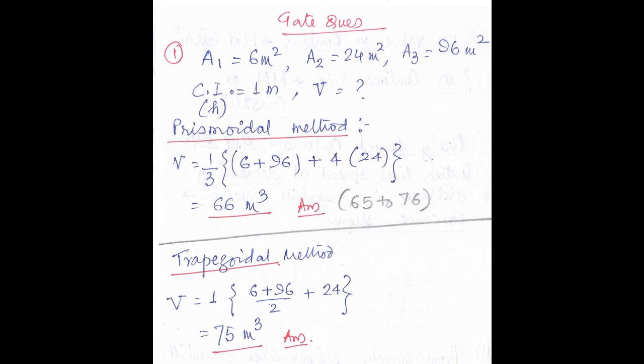I have just shown you the trapezoidal method also to calculate the volume. If you remember, please refer my previous video on contours. There I have explained you the trapezoidal method. So if we solve the same problem by the trapezoidal method, the volume comes out to be 75 meter cube. So this also comes into the range of 65 to 76.